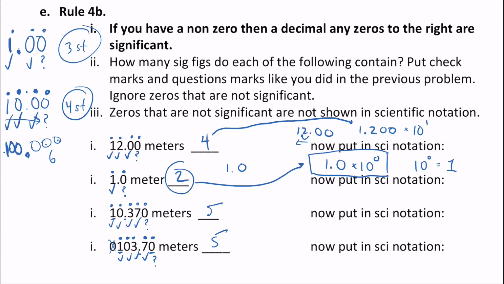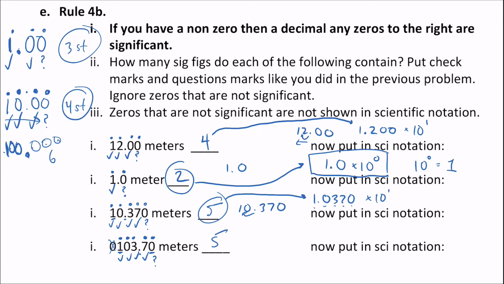Next up, we have 10.370. We're going to move this also once to the left. So now we have 1.0370 times 10. It's positive because we went to the left, and we only moved it once, so it's 1 there. And again, make sure you have 5 sig figs in your coefficient.